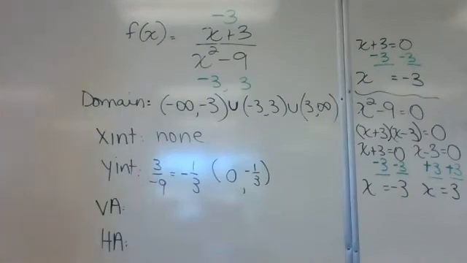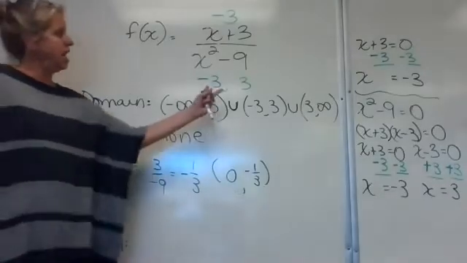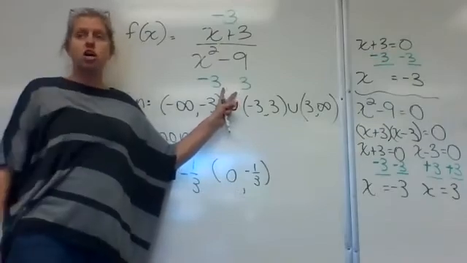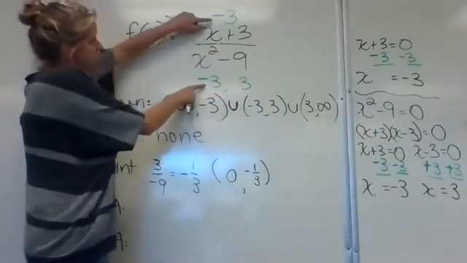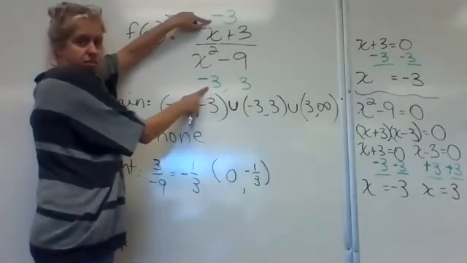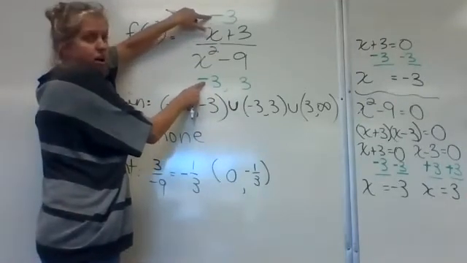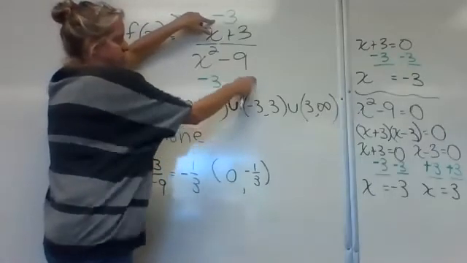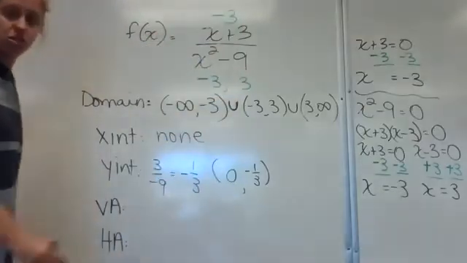And the last thing it's going to ask you are the vertical and horizontal asymptotes. Now remember, vertical asymptotes, I go back, they're zeros of the denominator that are not also zeros of the numerator. So this one is not a vertical asymptote because it's also a zero in the numerator. So the only vertical asymptote is x equals 3.